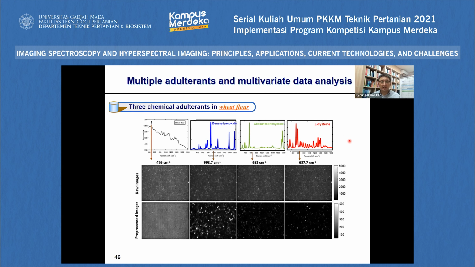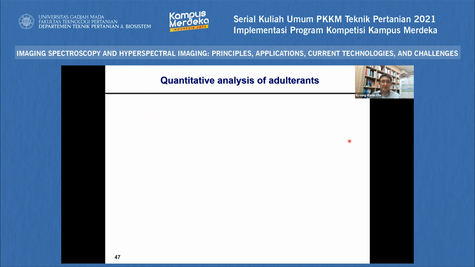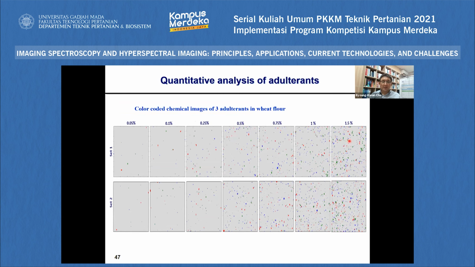So how can we detect this harmful adulteration? The color is all the same. The color is just white. Okay, let's use hyperspectral Raman imaging here. You see these color dots are different chemicals. Red, blue and green are different chemicals, but the gray color is just wheat flour.